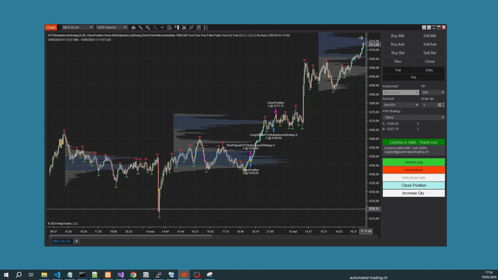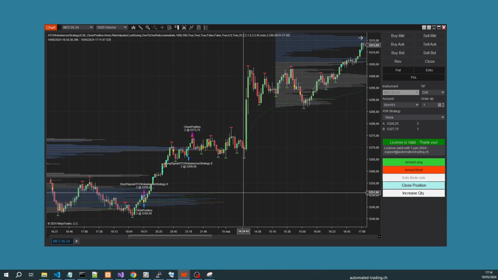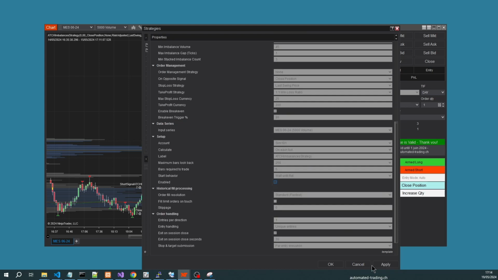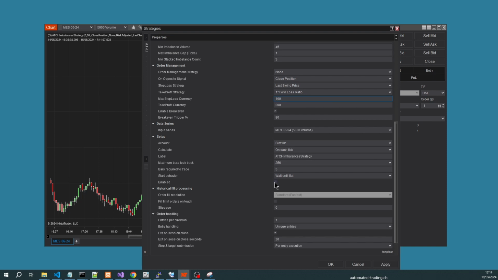So the first thing that you will notice is that when you select auto entry mode, you cannot change it manually. So this button will become disabled. You would not be able to modify it. So the algorithm that is used here is a very simple algorithm. So I've modified the max currency to 25, which is very little. I will go back and set the stop loss currency to 100.